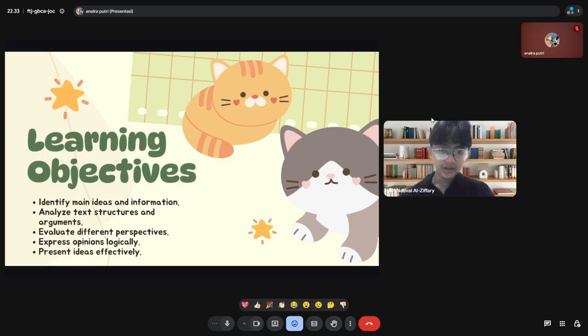The learning objectives are designed based on the learning outcomes in Fase F. Students are expected to identify important information, analyze text structure and arguments, evaluate different perspectives, and express their opinion logically. In addition, they are expected to communicate their ideas effectively through discussion and presentations.